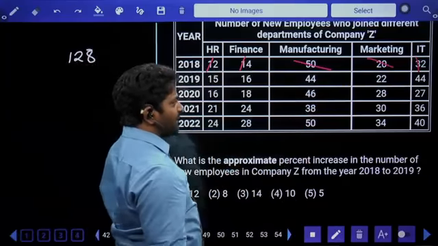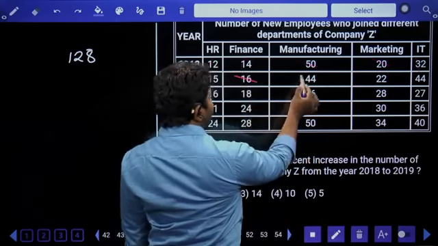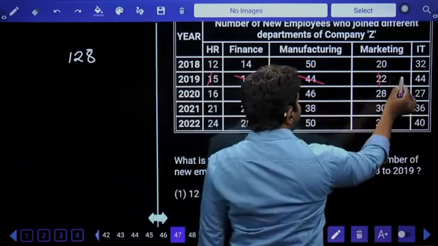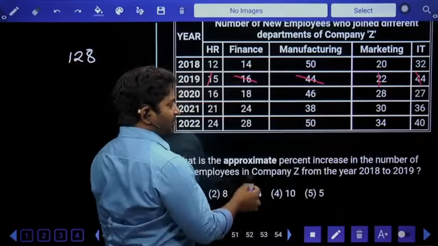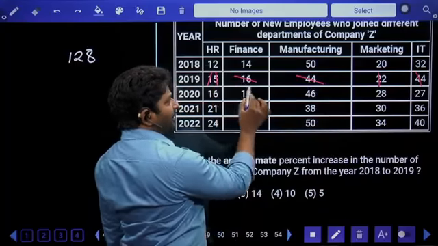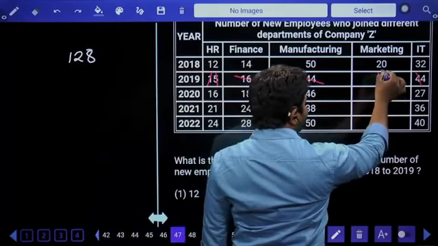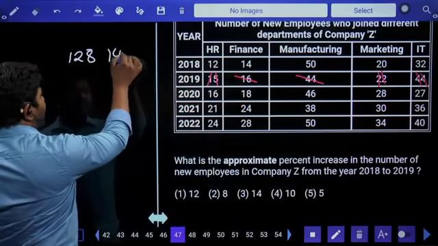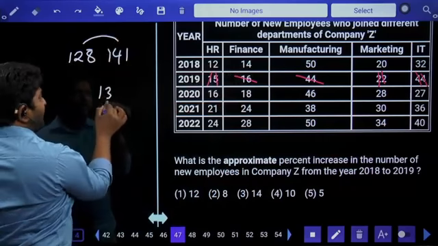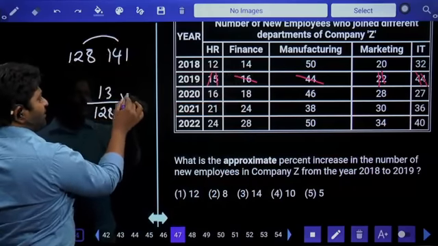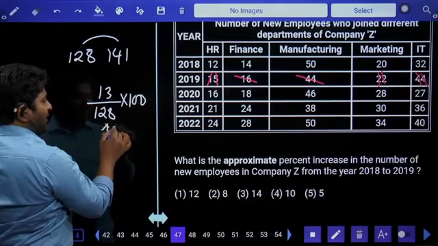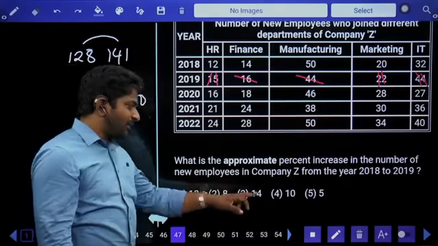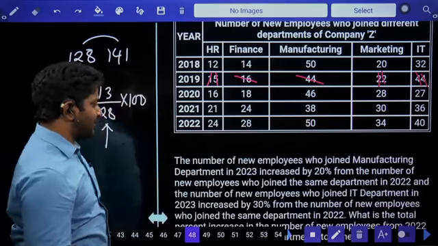And next year what happens? Let's see. 16 plus 44, that is 60, 70, 90, 130, 135, 137, 141. 128 becomes 141, increased by 13 from 128, percentage, so into 100. 10% of the denominator is 12.8, approximately 12.8 only. So the answer is approximately 10 percent. The fourth option is our answer.